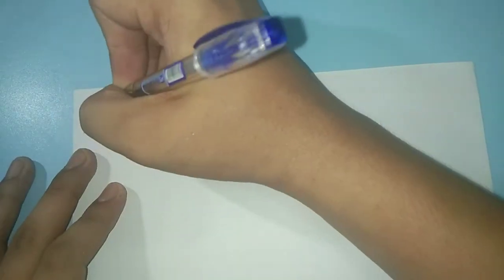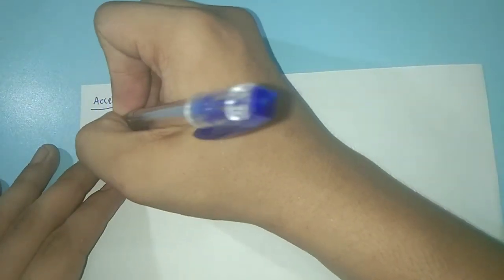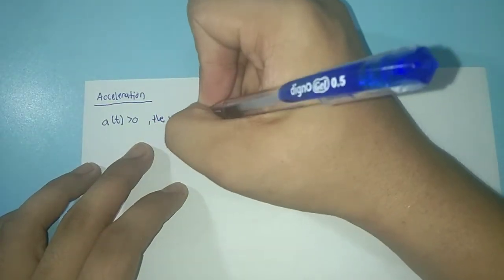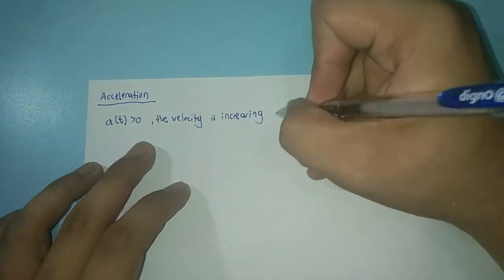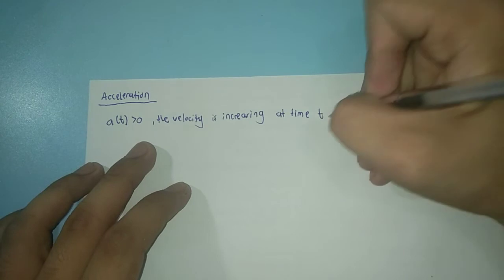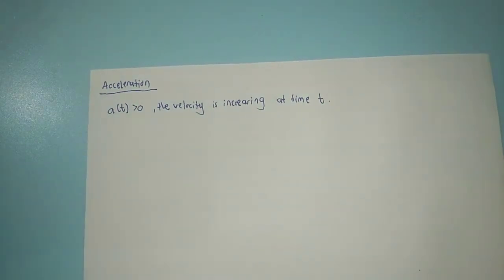Now let's talk about acceleration. For acceleration, there are also 3 cases: positive acceleration, negative acceleration, and zero acceleration. When the acceleration is positive, it means the velocity is increasing at time t. But there are two cases.